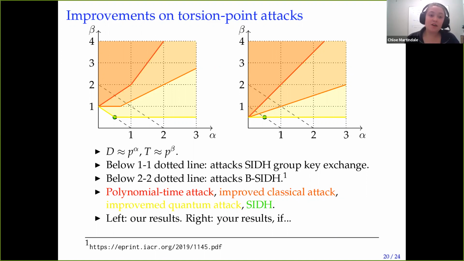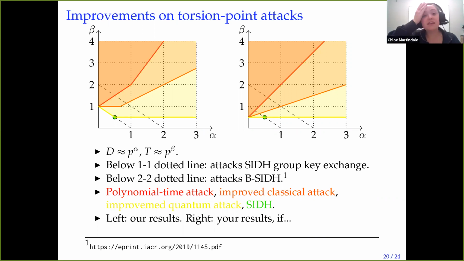And so everything that's in the red section of the graph is a polynomial time attack. Everything in the orange section is a classical attack that improves on the previous best classical attack. And everything in the yellow section is everything that improves on the previous best quantum attack. So we're just looking at the balance between the parameters here, and we're trying to get that as good as possible.